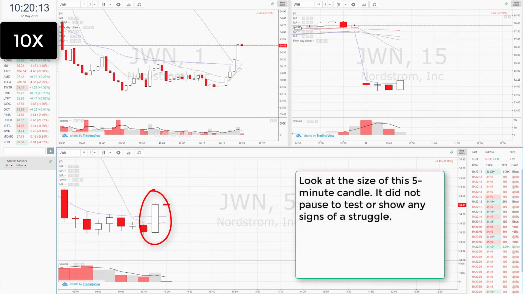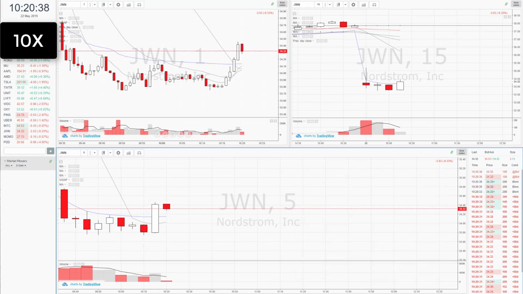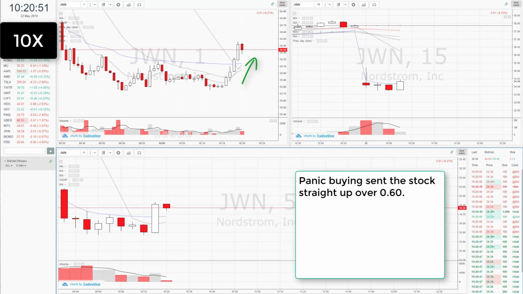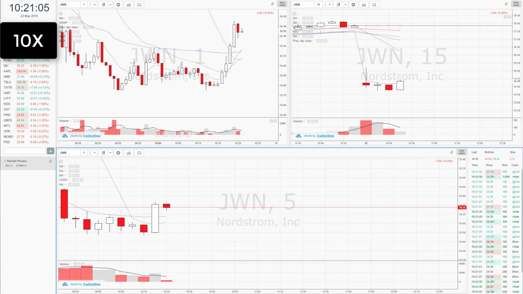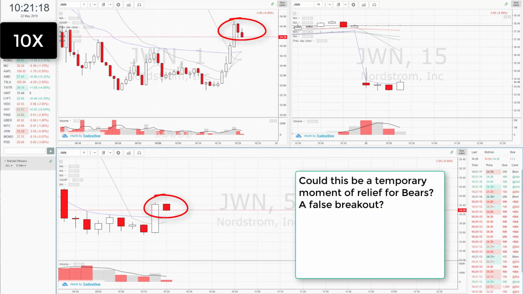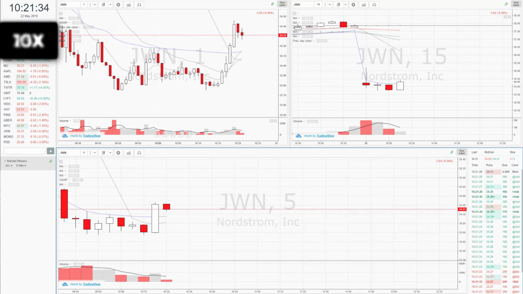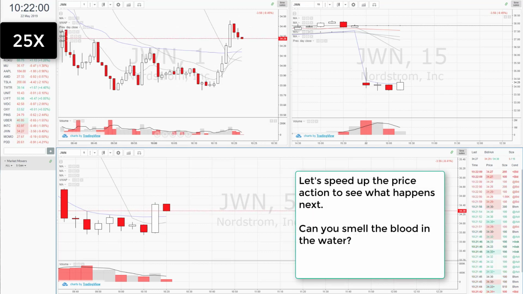Look at the size of this 5-minute candle. It did not pause to test or show any signs of struggle. Panic buying sent the stock straight up over 60 cents. Could this be a temporary moment of relief for bears, a false breakout? Let's speed up the price action to see what happens next.